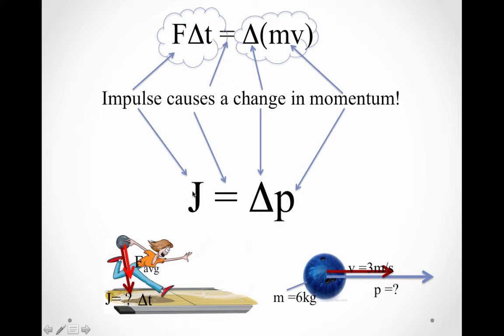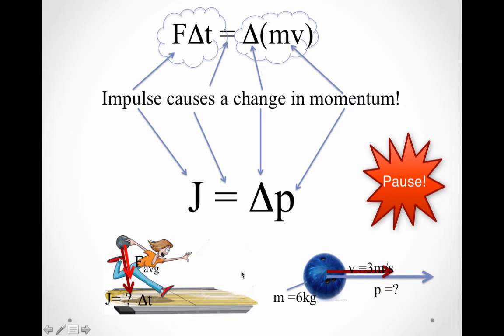And visually what we can see is the impulse provided by the bowler on the throw of the bowling ball causes a change in momentum. It gives the bowling ball momentum, where the bowling ball didn't have momentum before. Now the bowling ball does have momentum. And so if I took the average force applied over this interval of time and multiplied it together, that should be equal to the mass of this bowling ball times its velocity. Impulse causes a change in momentum.